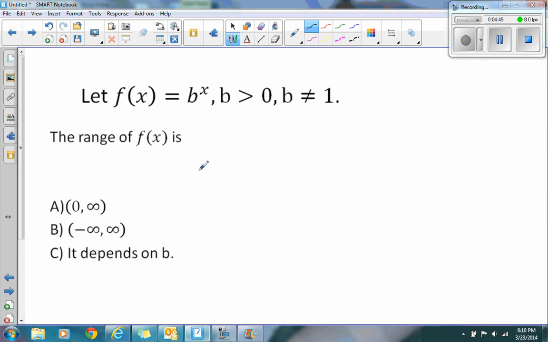The range, even though we could plug in all real numbers, the only types of numbers that got spit out were the positive ones. I cannot raise a positive number to any power in the world, positive or negative, and get anything other than a positive number. I never actually get 0 itself. I can get very close to 0, but we have an open interval there because exactly 0 is never attained.